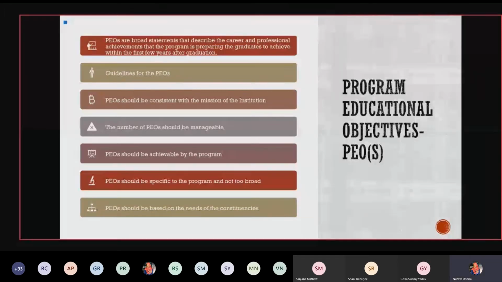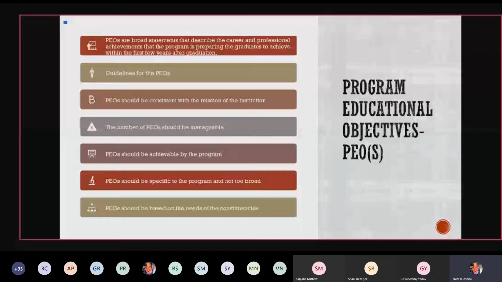Now, moving ahead with program educational objectives. Everyone must be aware of POs, PEOs, and COs. We try to map them, right? So what exactly is a PEO? It is a broad statement that describes the career and professional achievement the program is preparing the graduate to achieve within the first 3 years after graduation.